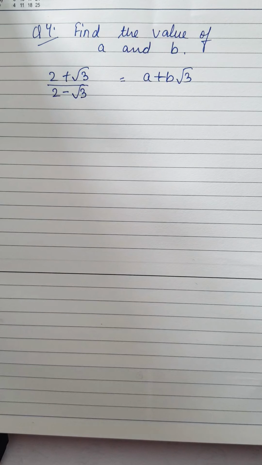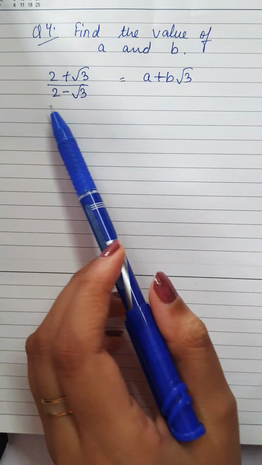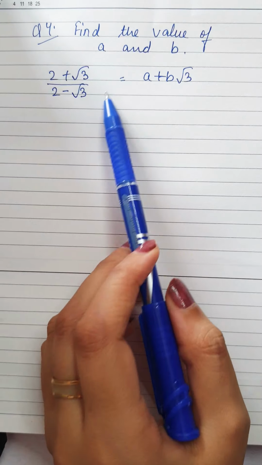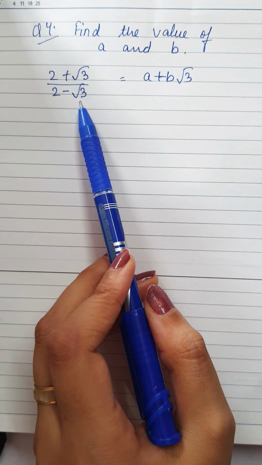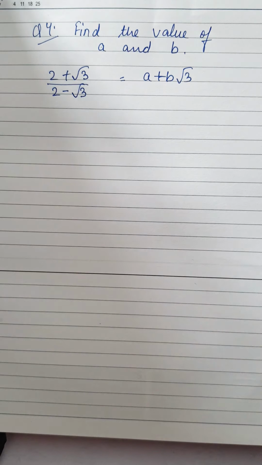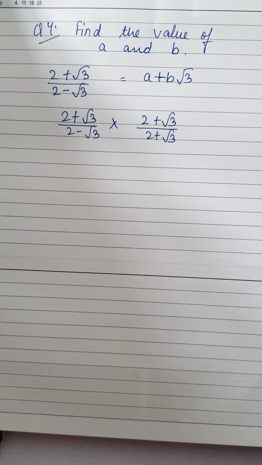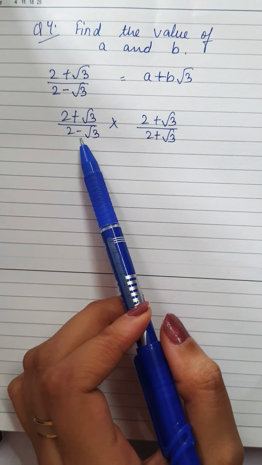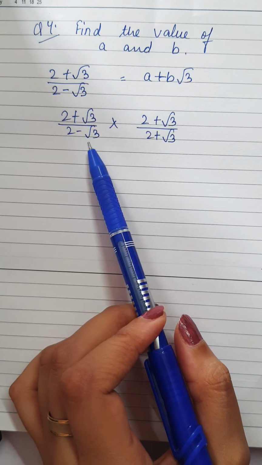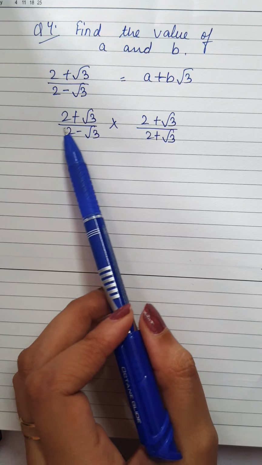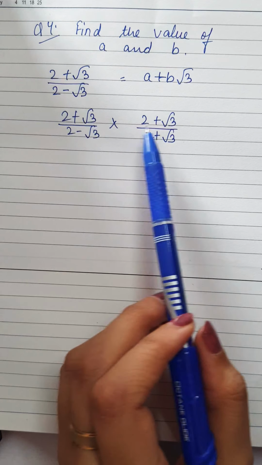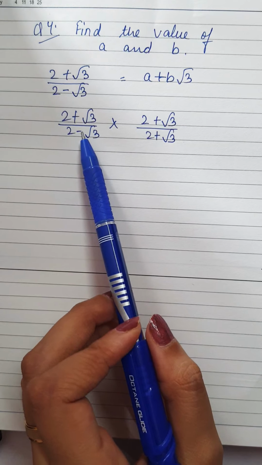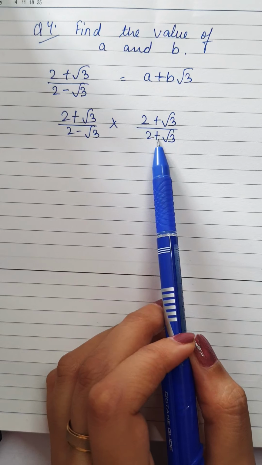Next question 4, find the value of a and b in the given part. Alright, so this we will consider in the end. First we will simplify this by rationalizing the denominator. Again, you have to keep in mind only the denominator will be rationalized always. So 2 minus root 3, same expression with different sign. Whatever sign is in the denominator, you have to reverse the sign.